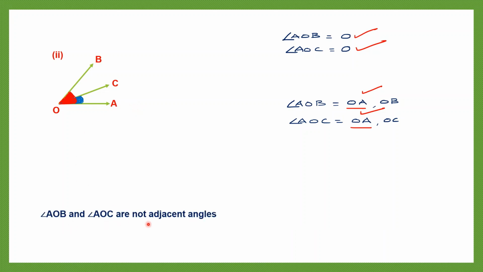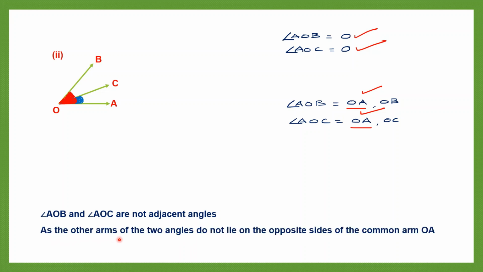Angle AOB and angle AOC are not adjacent angles, and what is the reason? As the other arms of the two angles do not lie on the opposite sides of the common arm OA.